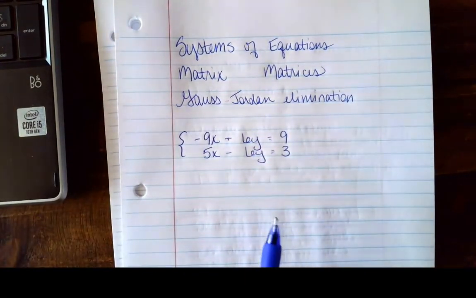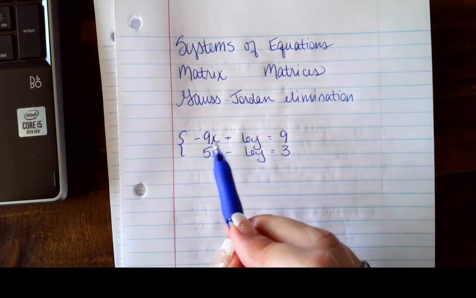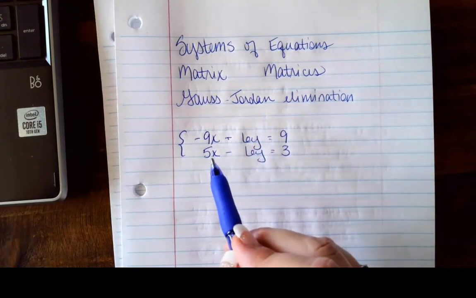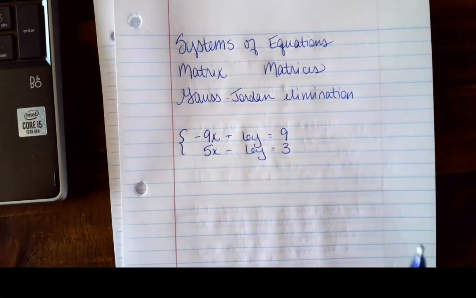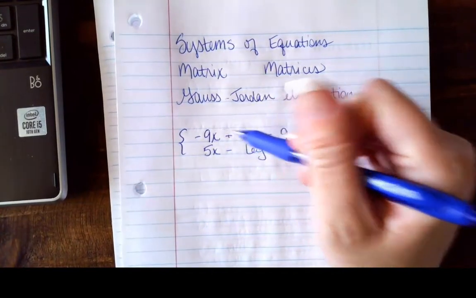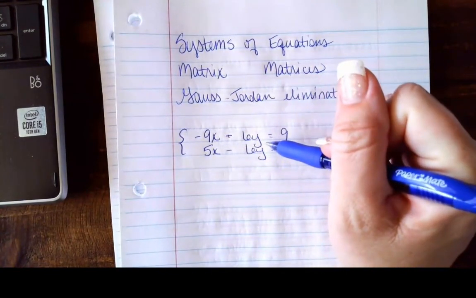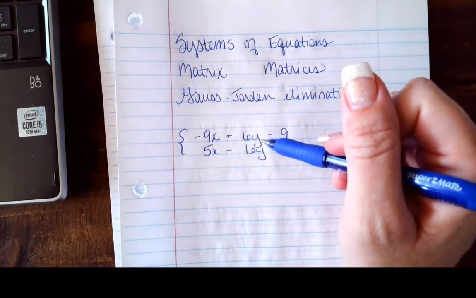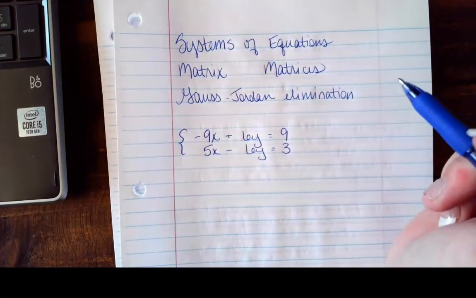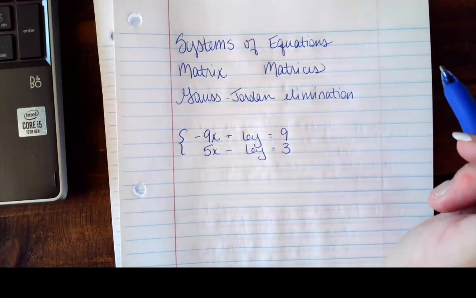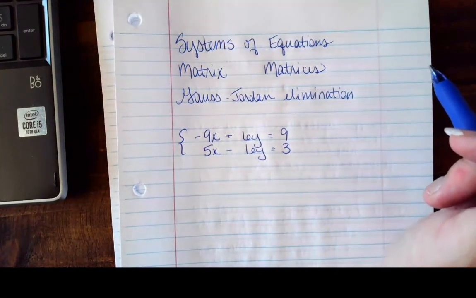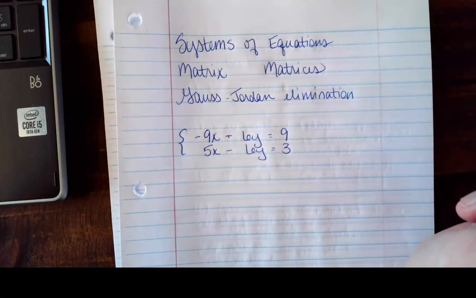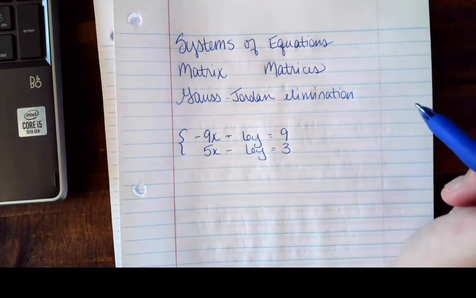All right, so if this is my system, I've got negative 9x plus 6y equals 9, and 5x minus 6y equals 3. Notice that each of these exponents is a 1. And since the largest exponent you're working with is a 1, that means these are lines. And remember, in math, all lines are straight.